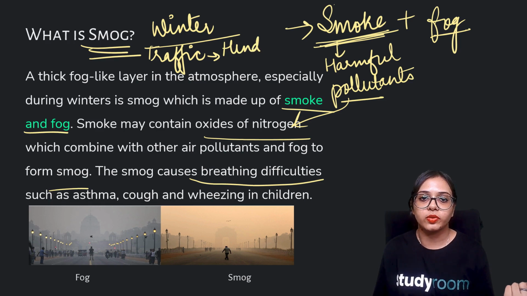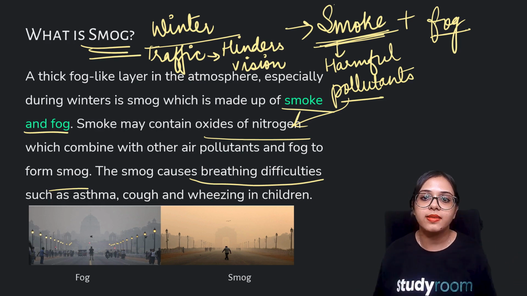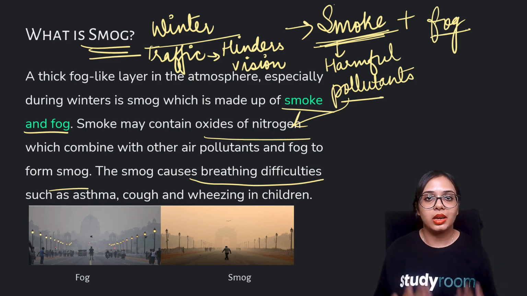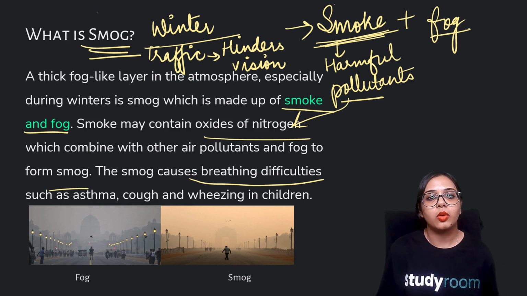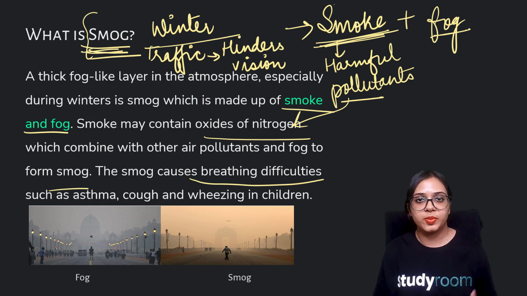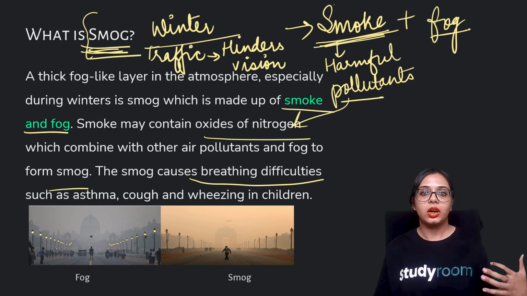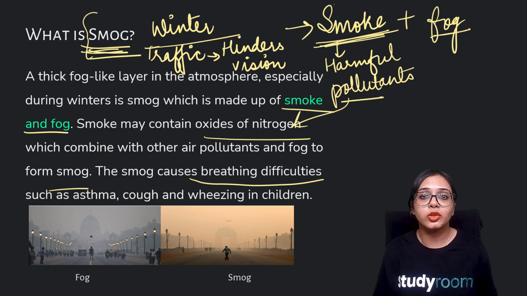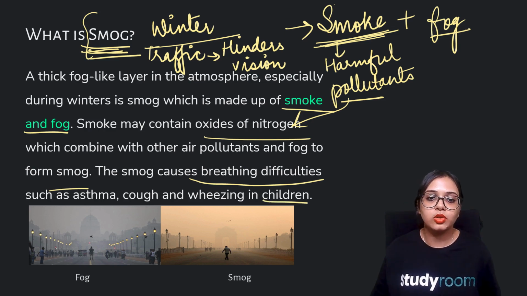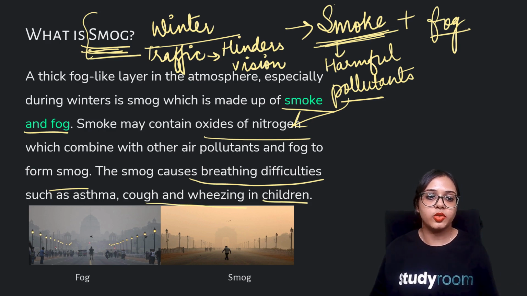Okay, it hinders vision. All right, and definitely the constituent of smog is smoke, and smoke contains harmful pollutants. So it is very natural that prolonged exposure to smog is going to affect your respiratory system. And obviously young children are more vulnerable because they do not have that built-up immunity to protect themselves from a lot of diseases, right? So they are very susceptible to cough, wheezing, and often asthma. Okay, so this is the difference you can see here between fog and smog.